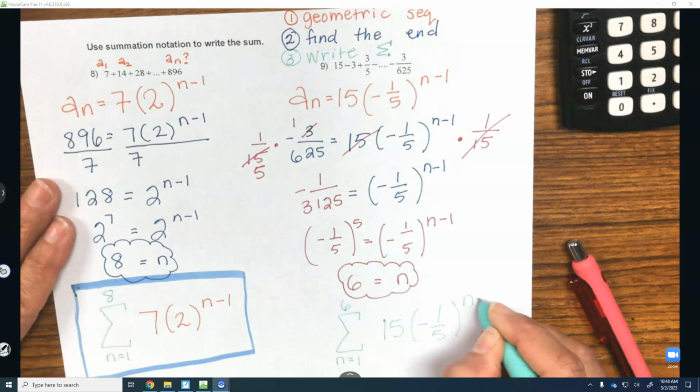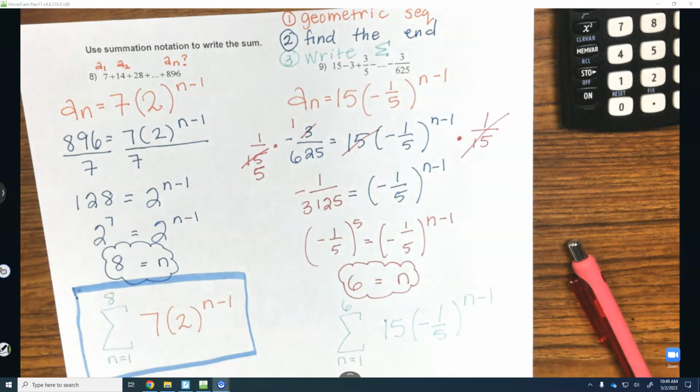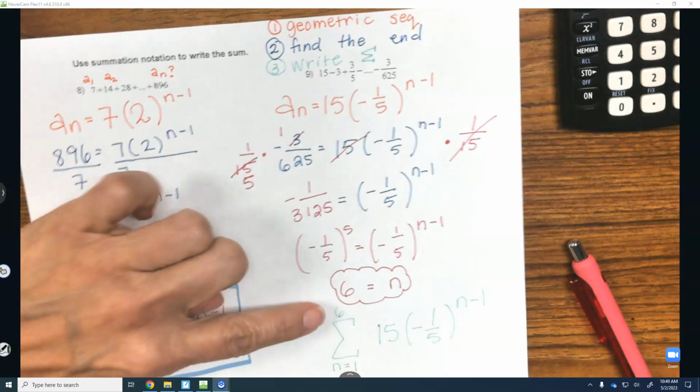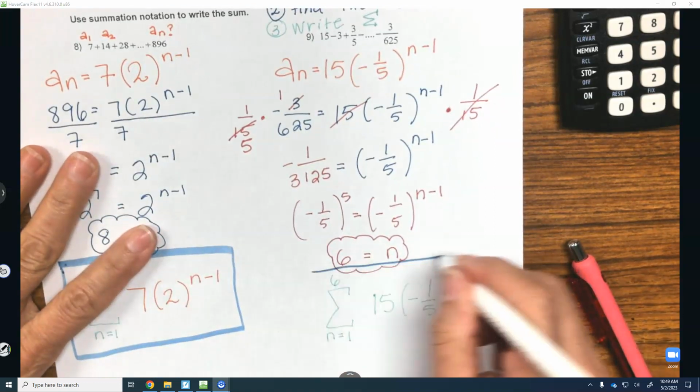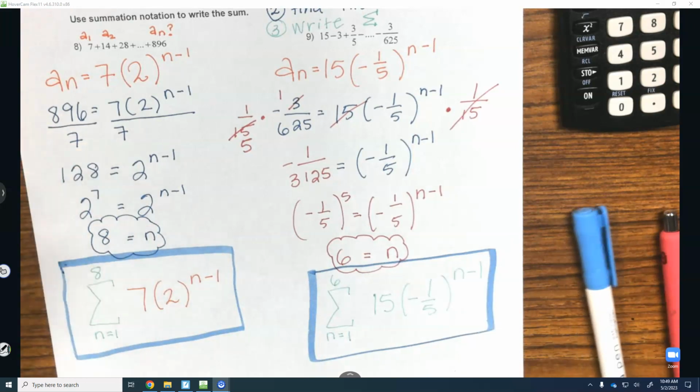Just don't forget to write n minus 1. You don't need an equal sign or anything like that. But you do need your end point at the top and you need your starting point at the bottom of that symbol. That's it.